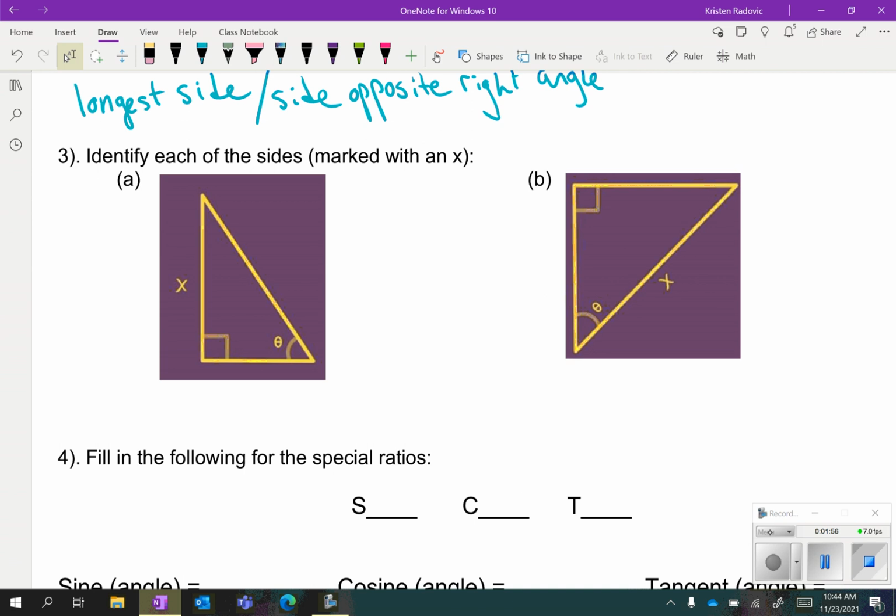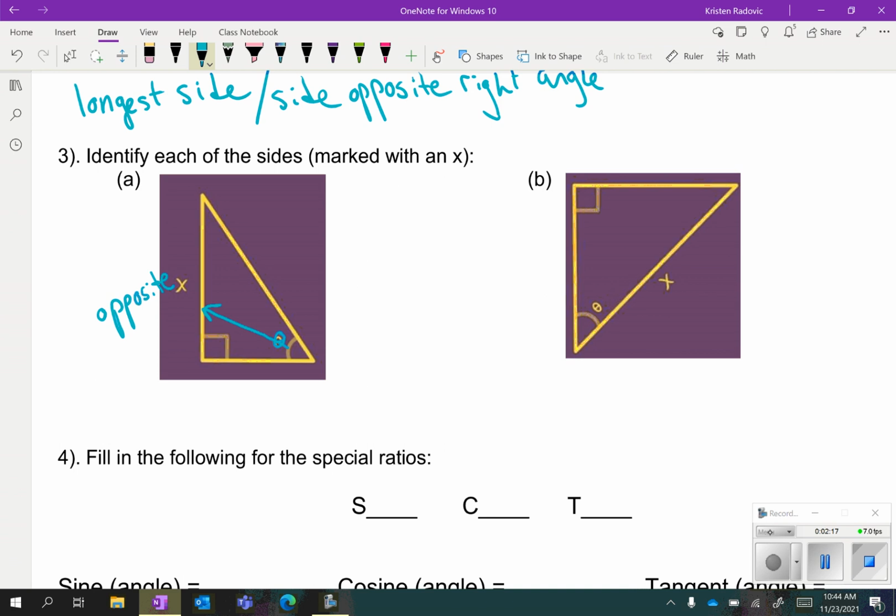In the first case, we are talking about the side on the other end of the angle we're looking at. So this would be your opposite, since it's opposite the angle we are looking at. This, by the way, is a theta. That's just another word to identify your angle measure.